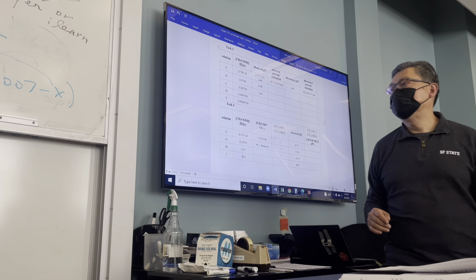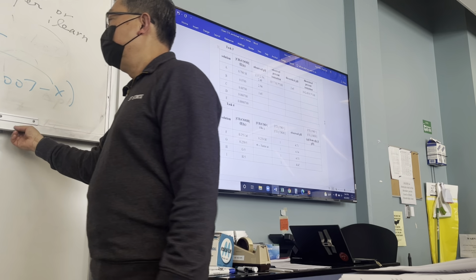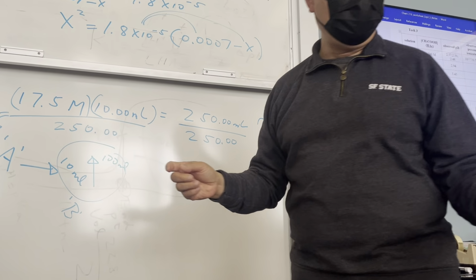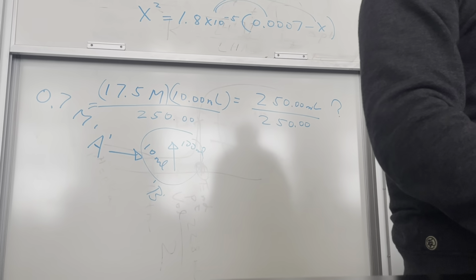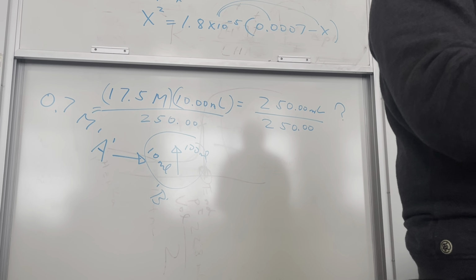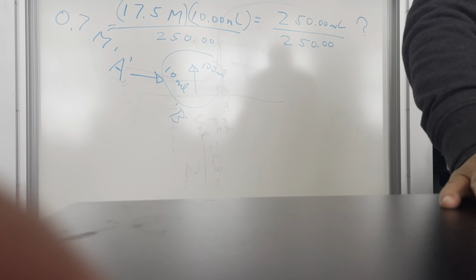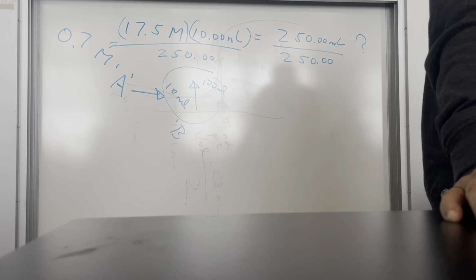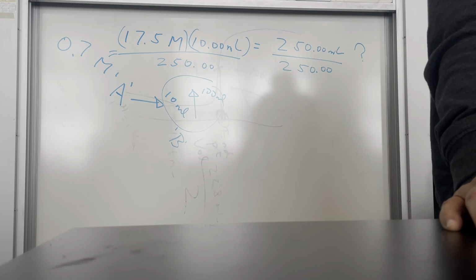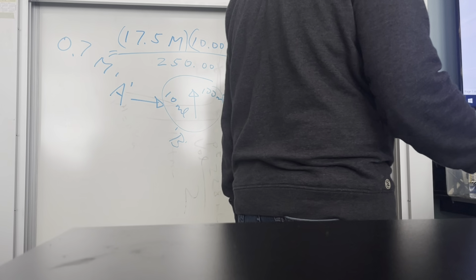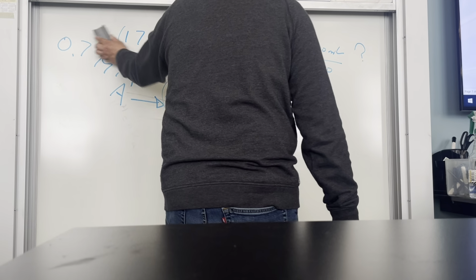Okay, task 4. So task 4, what is task 4? So let's recall task 4 on page 78. So we say we took out 50 mil of A, all right? So we took out 50 mil of A.